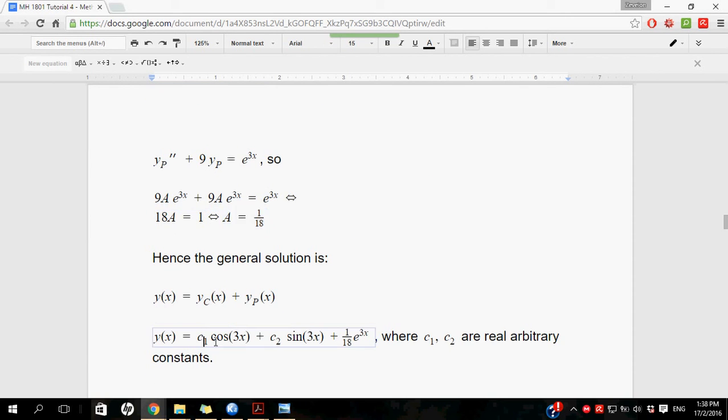Taking yc will give us this, and yp from what we found is 1 over 18 e to the 3x, a taking that particular value. C1 and C2 are our real arbitrary constants, and this solves question 2.